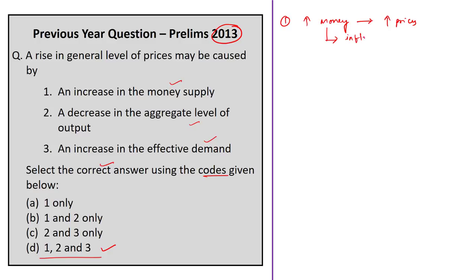If you look at the second and third statements, which are also correct statements, a decrease in the aggregate level of output may also lead to an increase of prices. Then an increase in the effective demand obviously raises the general level of prices. So for this question, option D is the correct answer.